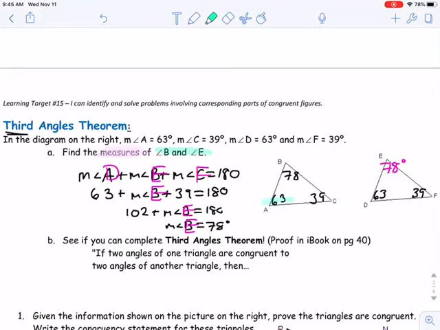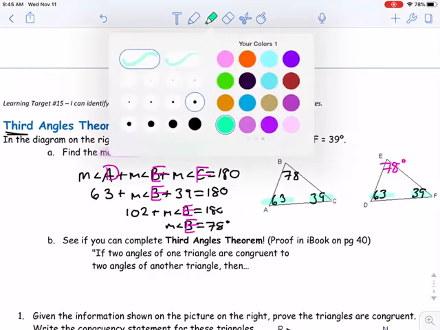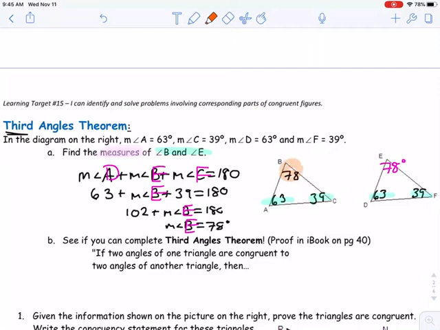Notice how A and D were the same, C and F were the same. So there's a pair of corresponding angles that were congruent, and that forced the third angles to be congruent as well. So if two angles of one triangle are congruent to two angles of another triangle, then the third angles are also congruent.